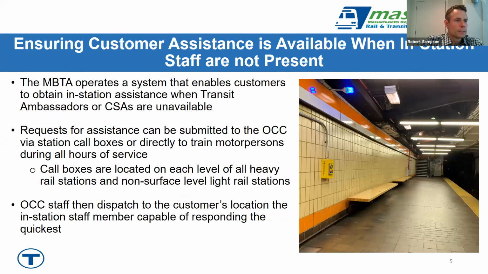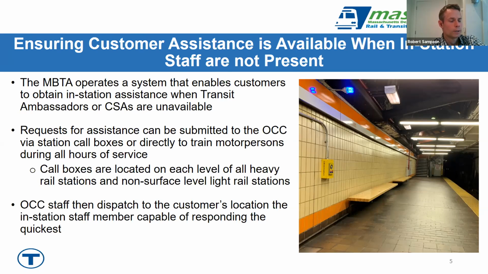So if at any point during the day, a customer is unable to locate a CSA or transit ambassador, requests for employee assistance can still be made via station call boxes, which can usually be found along station platforms and in various locations within each subway lobby.